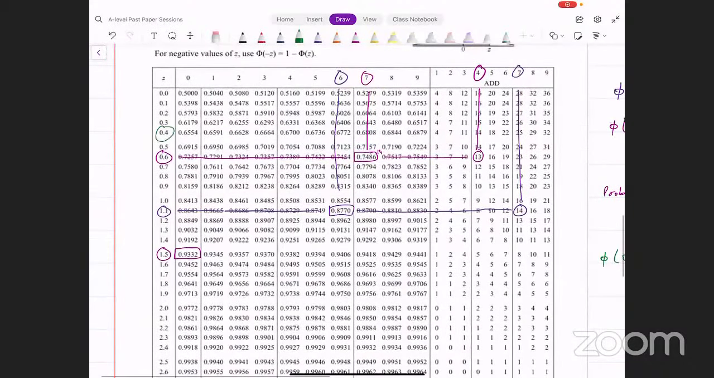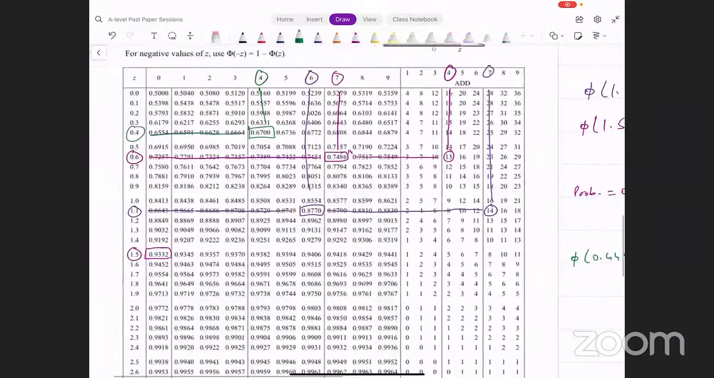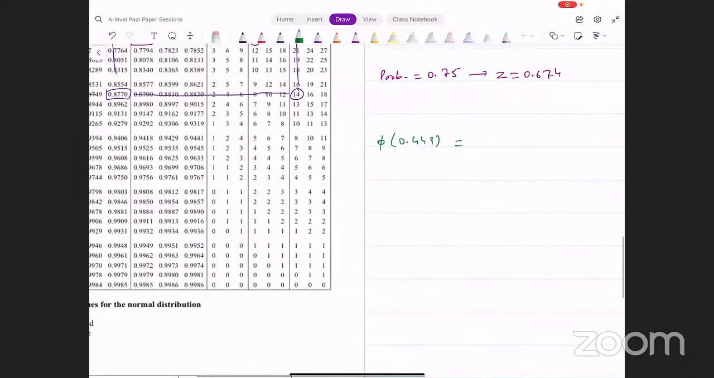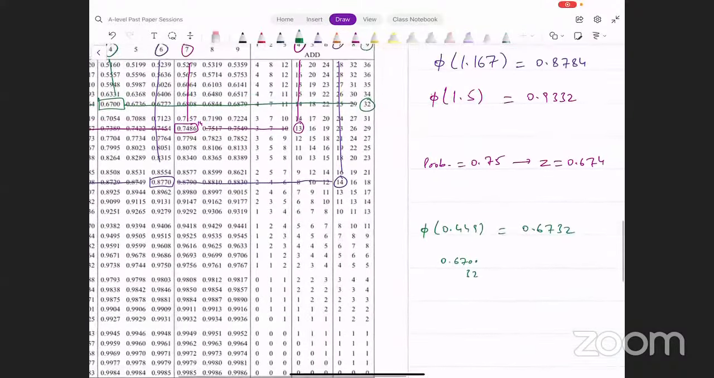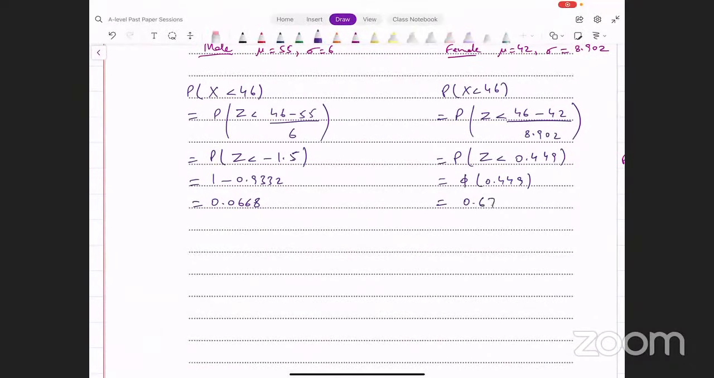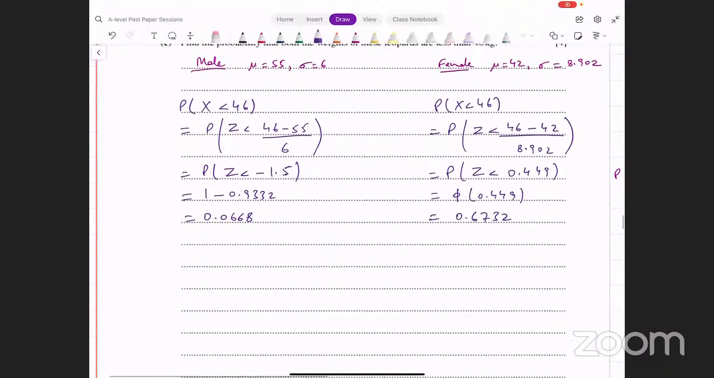0.4 is here, and then 4 is here. We've got this number from these two values. And then we've got 9. This is 9. We go all the way there. And we get 32 from there. So 0.6700. With 32 आपने add करना, that gives you 0.6732. That's the probability. ठीक है, ये जाके लिख लें वहाँ पे 0.6732.